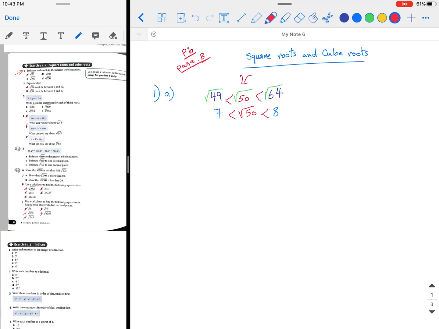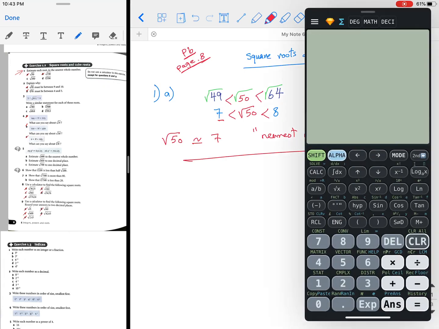Okay, is 50 closer to 49 or 64? Of course it's closer to 49. So root 50 would be closer to 7. So root 50 would be equal to 7, rounded to the nearest whole number. Okay, you can make sure using your calculator like this. Root 50, we will get 7.07. If we round it, it will be 7.